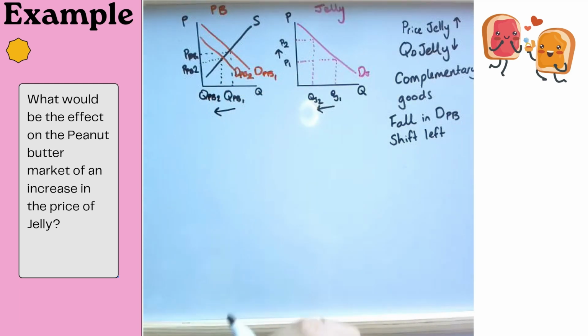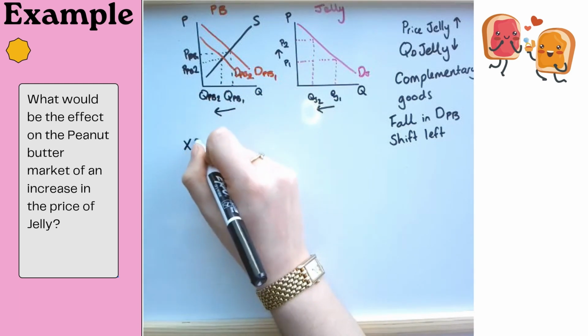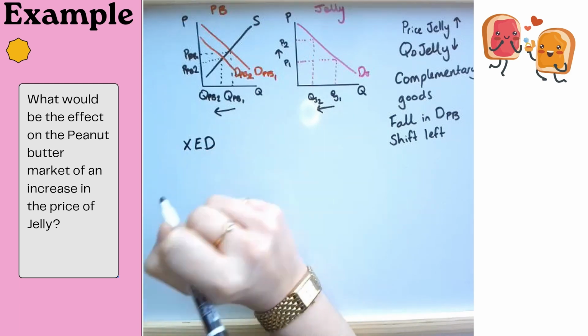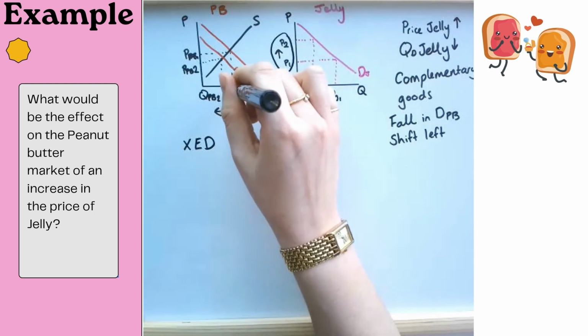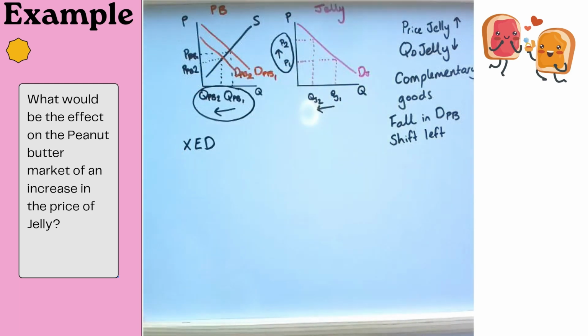So to calculate XED, or cross price elasticity of demand, we're really interested in the effect of the price of jelly on the quantity demanded of peanut butter.